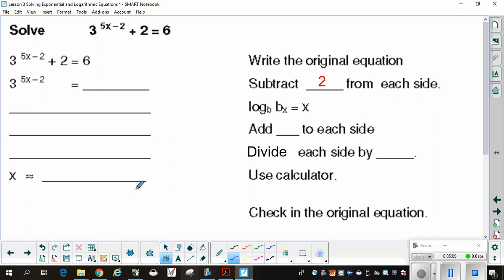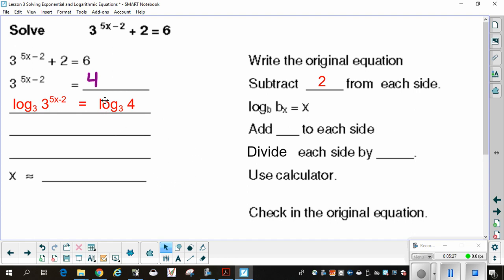And give me a pen back. And that will give me 4. Well, I can't do 3 to a power to get 4. Can't do that. So therefore, I'm going to have to take the log base 3 of both sides.